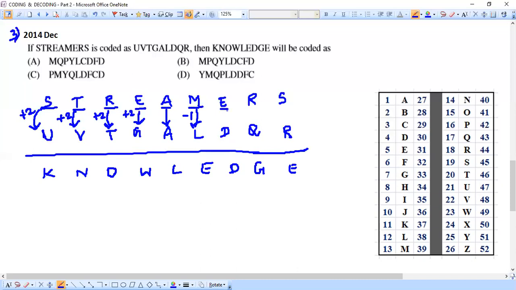Next, continue. E to D they are moving. So E is at the 5th position and D is at the 4th position. This is once again -1. Continue. R to Q they are moving. So R is at the 18th position and Q is at the 17th position. So this is again -1. Next, S to R, S is 19 and R is 18. This is again -1. So now, if we carefully observe, we can clearly get what pattern is followed here.